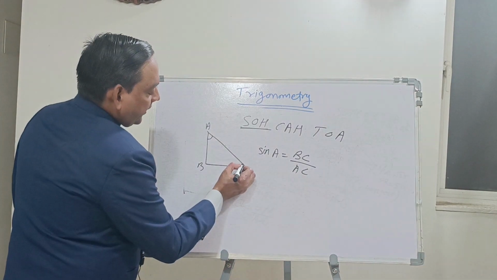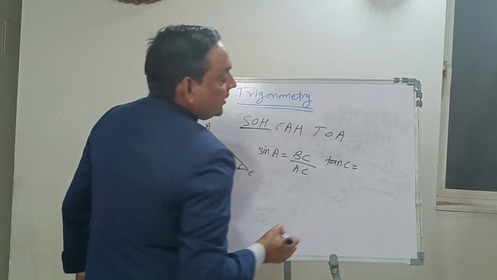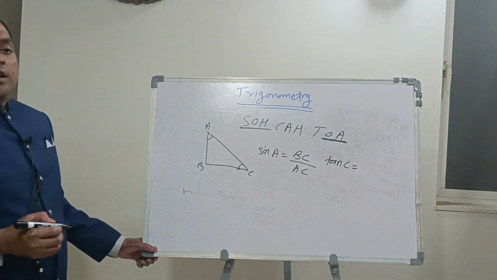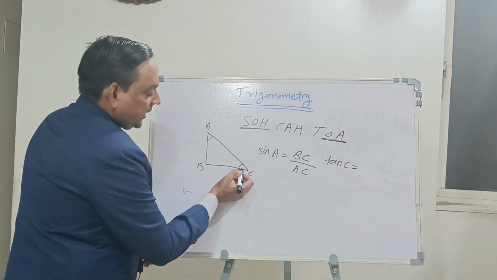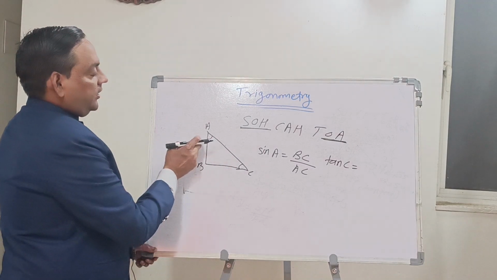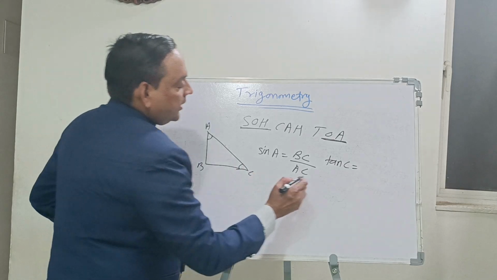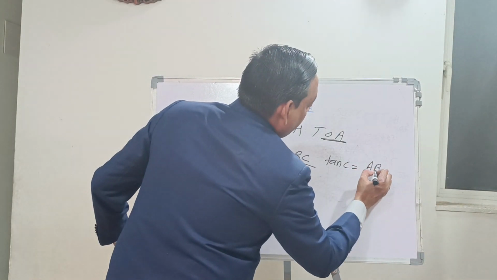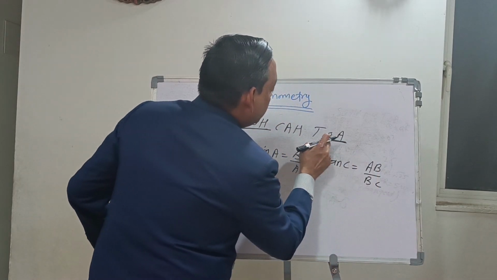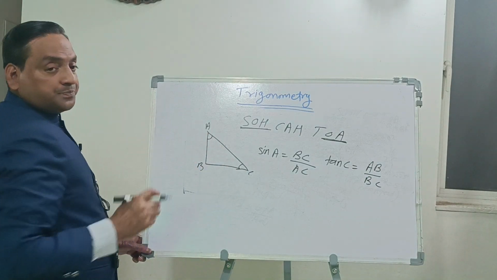In the same way for angle C, suppose they ask you tan C. Tan is opposite over adjacent. What is the opposite of angle C? Side AB. So tan C is AB upon BC: opposite AB, adjacent BC.